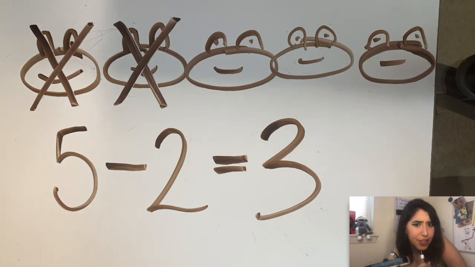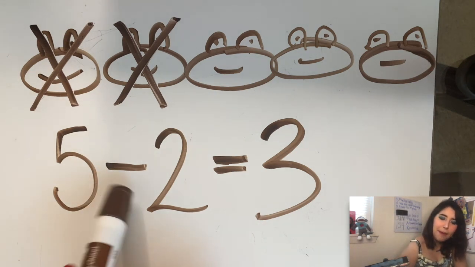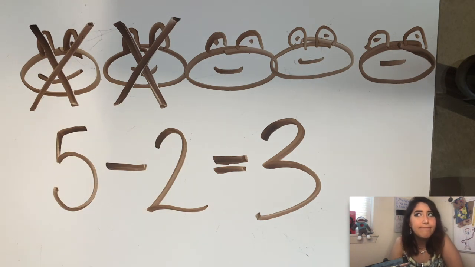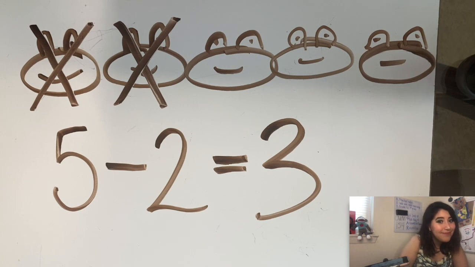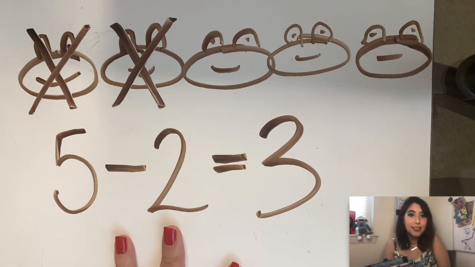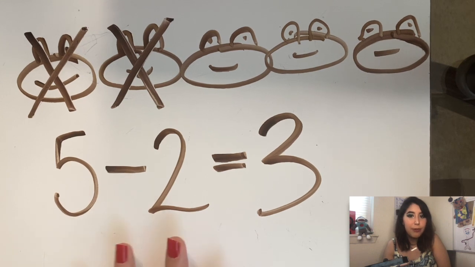Now, I have a question. When we use a minus sign, what kind of number sentence is it? When we're taking away, what kind of number sentence is it? A subtraction sentence. And that's our code word for today, so I know that you watched this video. Subtraction sentence. A subtraction sentence is when we are taking away, when we're using minus.